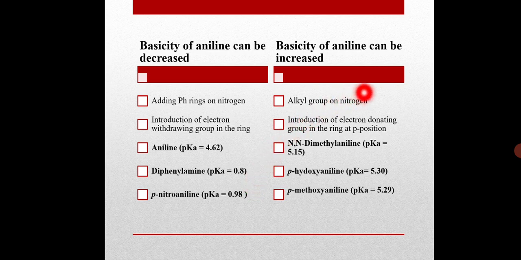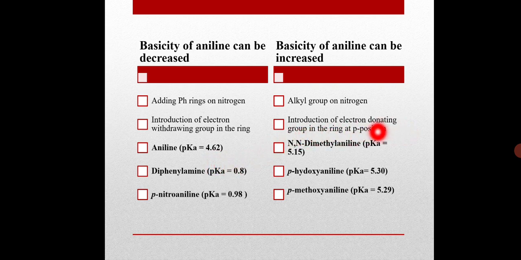But the basicity of aniline can be increased by adding an alkyl group on nitrogen. Alkyl groups have a plus I inductive effect. And because of the plus I inductive effect, the availability of the lone pair of electrons on nitrogen increases, and so it can act as a better base. For example, N,N-dimethylaniline has a pKa value of 5.15, which is higher than the pKa value of aniline.